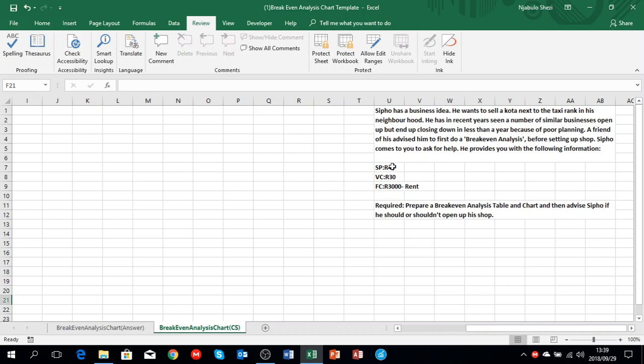So we have a selling price of 40 rands, we have variable cost of 80 rands, and then we have fixed cost of 3,000. This is for rent. So basically, Sipho has a location next to the taxi rank, and he pays 3,000 rand in rent each and every month.